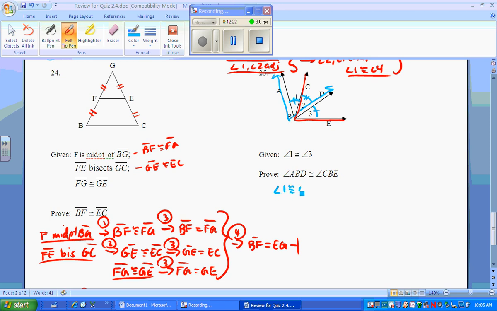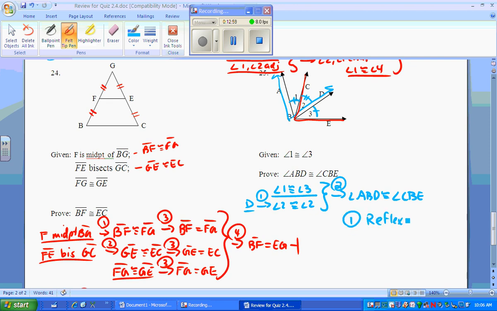We'll start with angle 1 is congruent to angle 3. Underline it, it's given. We know that angle 2 is reflexive, so angle 2 is congruent to angle 2. It needs to have a reason. If you like it from the diagram, go right ahead. So we want to add these two together, right? So these two statements right here, actually you can combine them and create this new idea and say angle ABD is congruent to angle CBE, and you have it in 2 reasons. Reason 1 was the reflexive, and reason 2 was the addition.